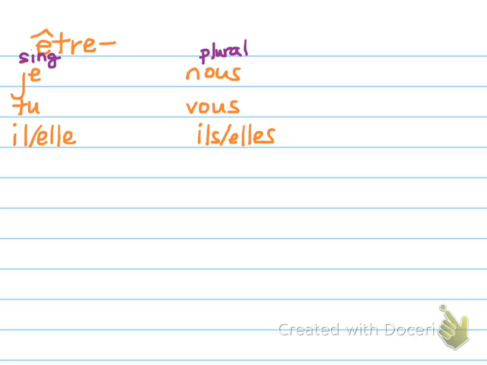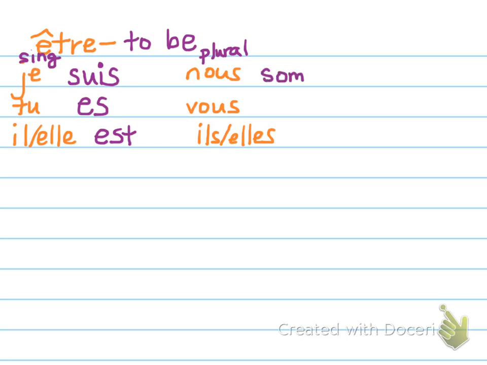Again, this is called a conjugation chart. This is so that you're making sure that you're saying I am and not I are when you conjugate this verb. So, être means to be. It's an irregular verb, which means it's one you have to memorize. The forms of être are je suis, tu es, il, elle, est, nous sommes, vous êtes, and il and elle pluriel sont.